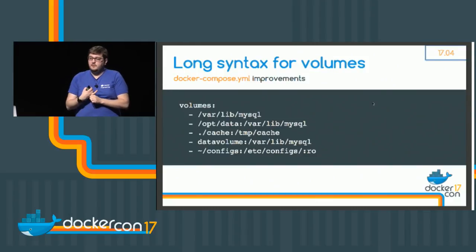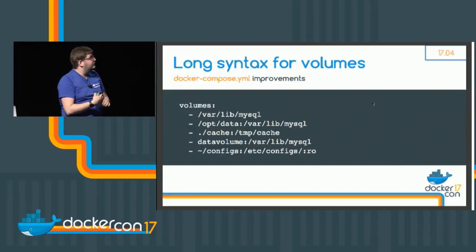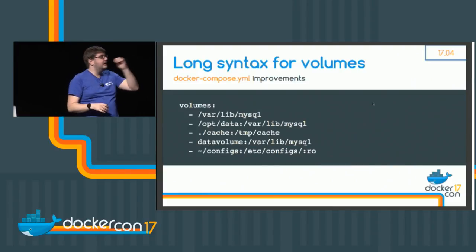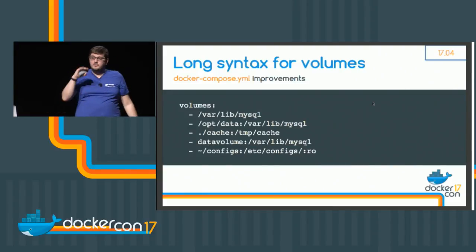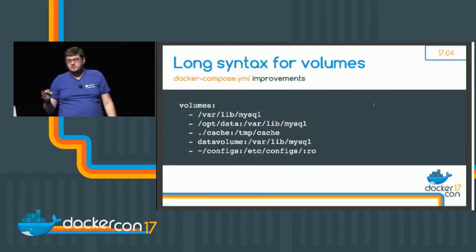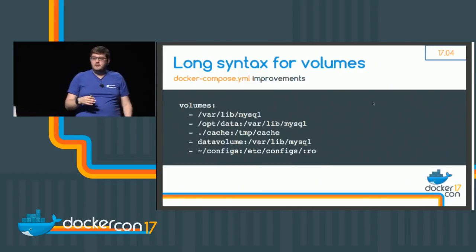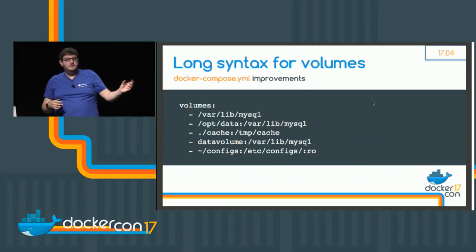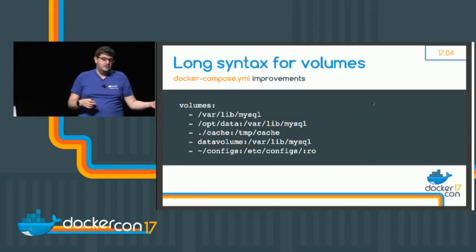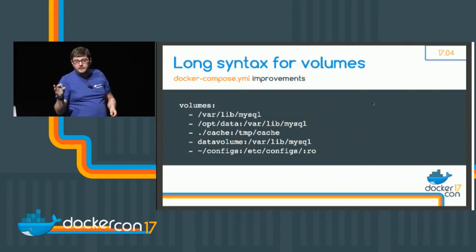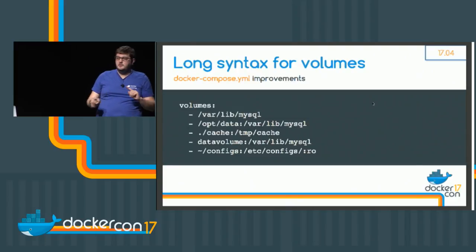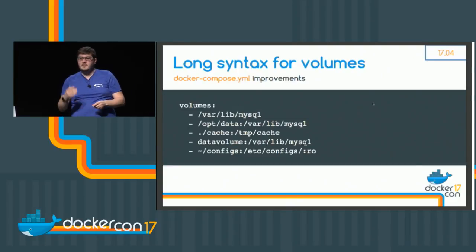And then I want to talk about the volumes. It's pretty much the same thing here. Every line is a different volume. So the first one, it's an anonymous volume. It's quite simple. The next one, you want to bind some directory from your host inside your container. So here again, you have to remember which one is the host, which one is the container. Next line, it's the same with a relative path.